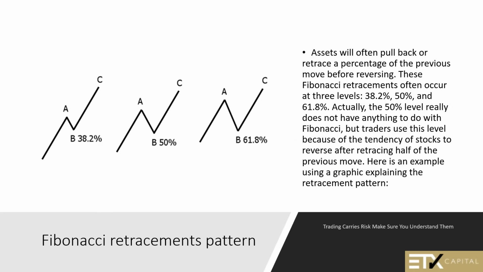In finance, we don't call it the golden mean. We just use them as retracement levels. So assets will often pull back or retrace a percentage of the previous move before reversing. So in other words, if an asset had rallied up from 0 to 100, when it's retracing back down, okay, it will most likely retrace down 38.2, 50% or 61.8% of that previous move.